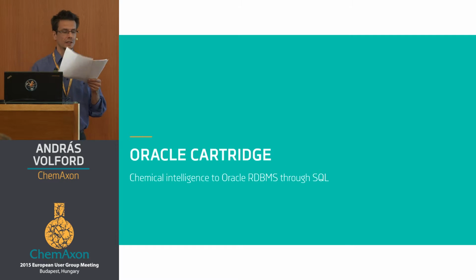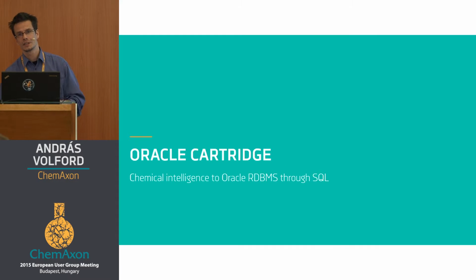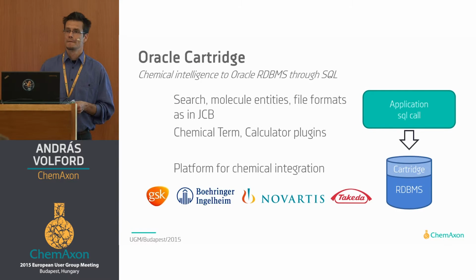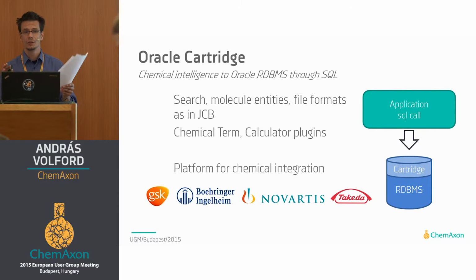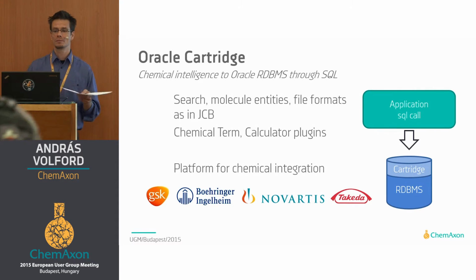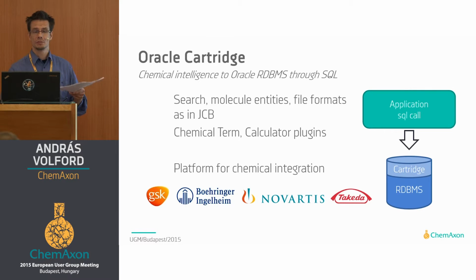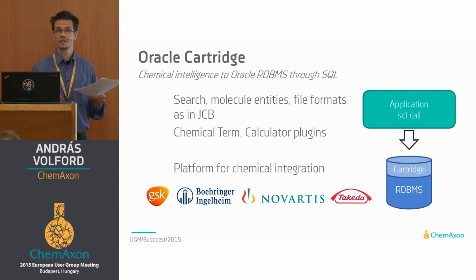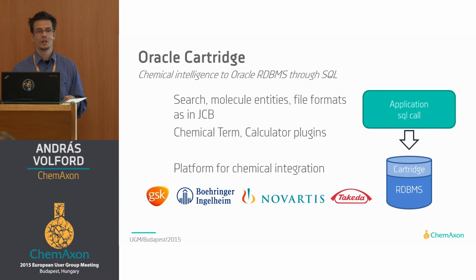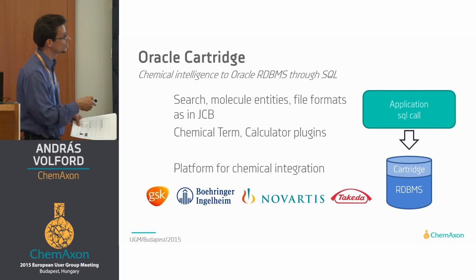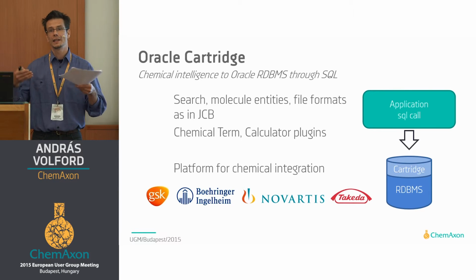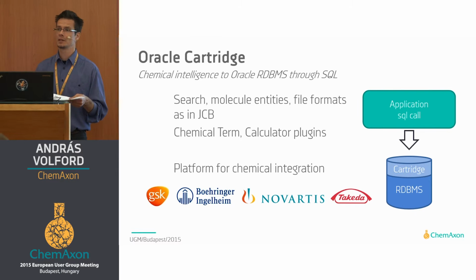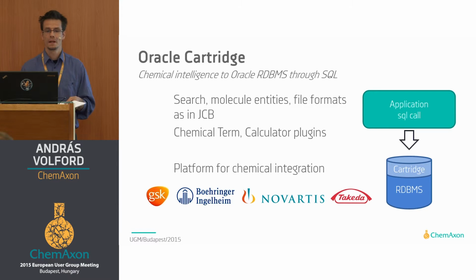Going to the Oracle Cartridge. So the Oracle Cartridge is providing the chemical intelligence for the Oracle database. In this case, you don't need additional special programs. You just have the Oracle, and the Cartridge extension, which is developed by ChemAxon, provides you the chemical functionalities, the chemical intelligence inside the SQL language. So your application can call just simple SQL sentences, and the chemical knowledge is available behind it through the Oracle Cartridge.